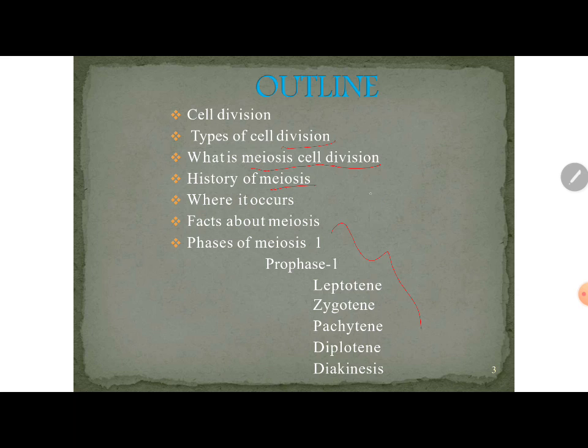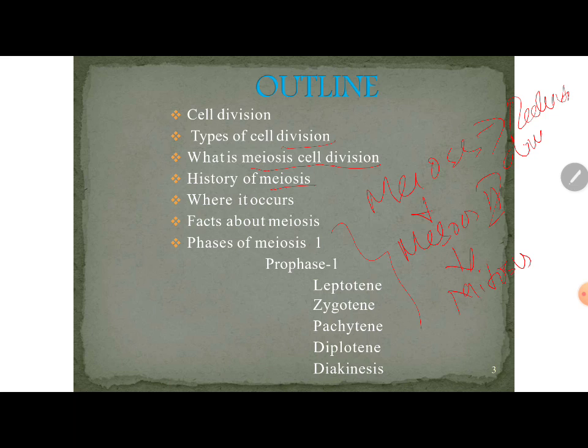Meiosis takes place in two stages, meiosis 1 and meiosis 2. Meiosis 1 will be the reduction division. Meiosis 2 will be the replica of mitosis.